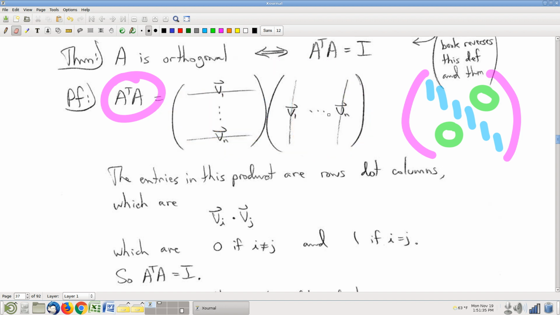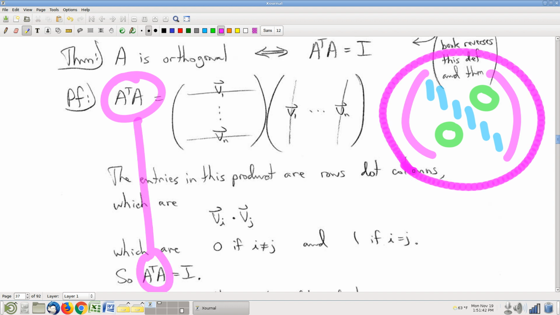Right? So, altogether, A transpose A is the identity, and therefore A transpose is A inverse, as required. Oh, that's a lovely little proof. Anybody have any questions about that so far? All right.